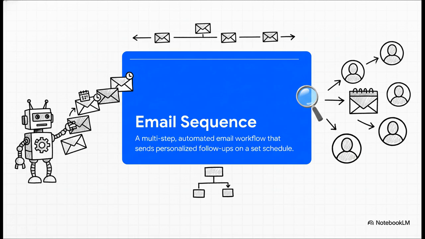You might have heard it called a drip campaign. Well, think of it like your own personal robot assistant. You just design a series of emails, you set the schedule with delays in between each one, and then the system just takes over, sending the perfect message to the right person at exactly the right time.